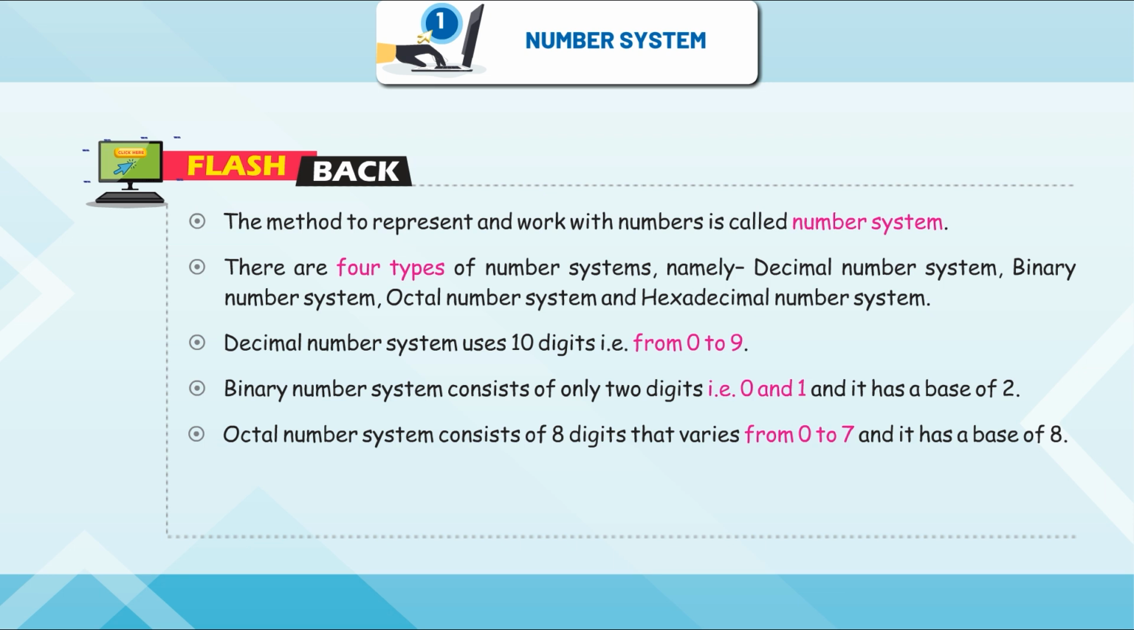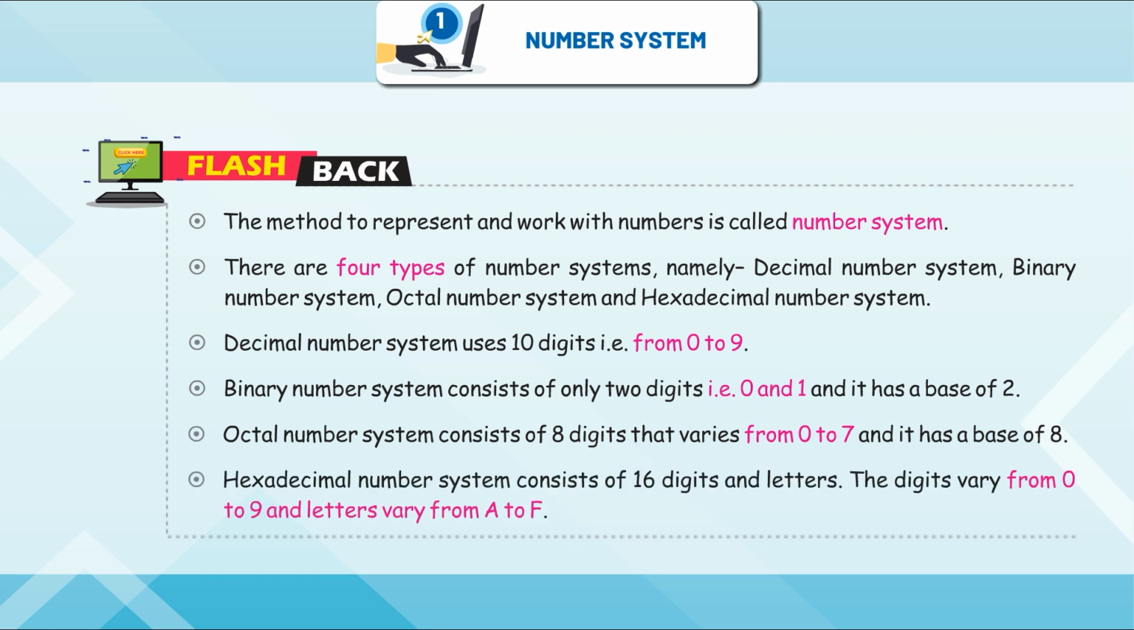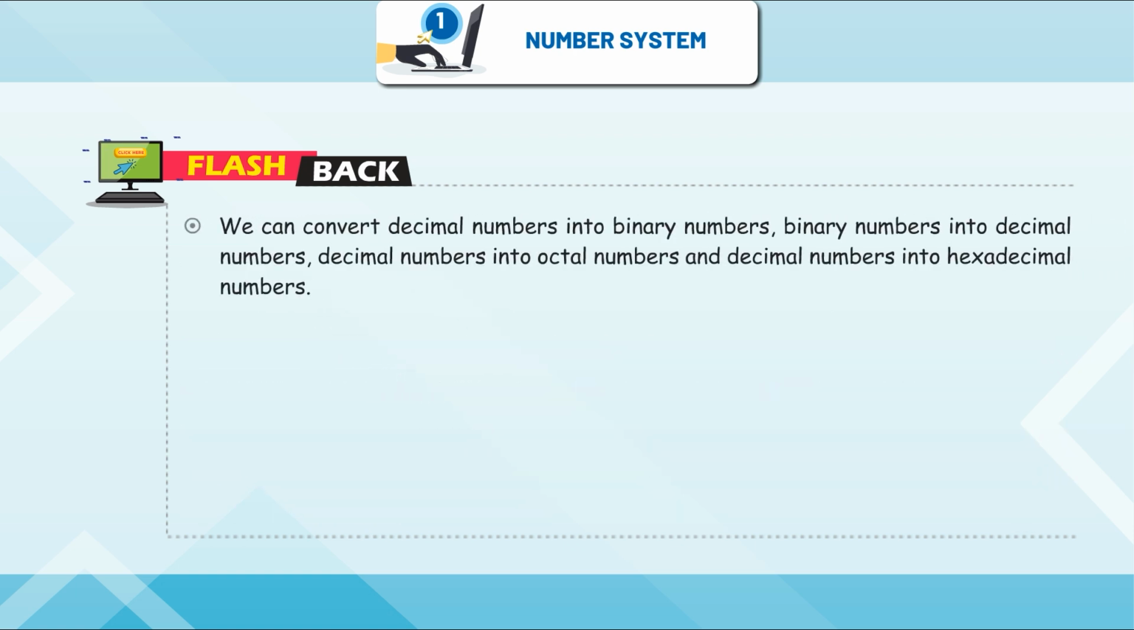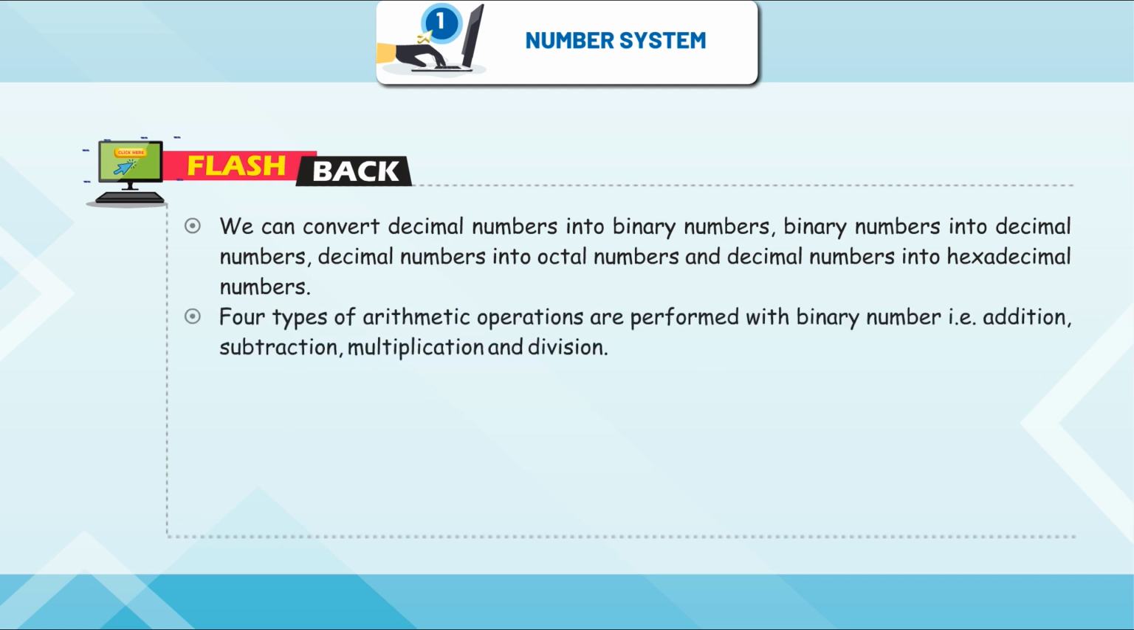Octal number system consists of 8 digits that vary from 0 to 7 and it has a base of 8. Hexadecimal number system consists of 16 digits and letters. The digits vary from 0 to 9 and letters vary from A to F. We can convert decimal numbers into binary numbers, decimal numbers into octal numbers, and decimal numbers into hexadecimal numbers. 4 types of arithmetic operations are performed with binary numbers, that is addition, subtraction, multiplication, and division.